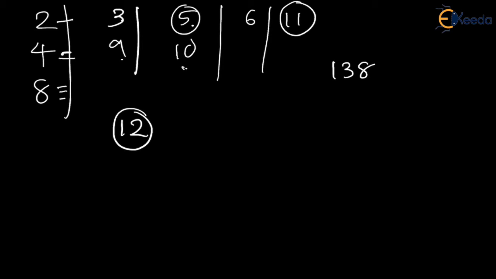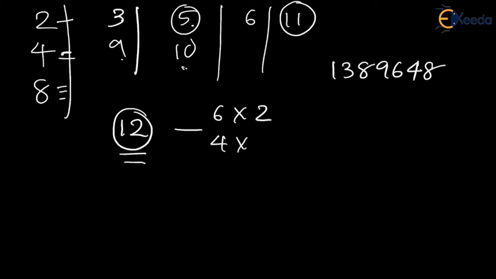So if I give you a number like this, is this number divisible by, let's say, 12? How do you come to know if it is divisible by 12? Whenever you have numbers beyond 11, you have to check their co-prime factors. What do you mean by co-prime factors? 12 is actually 6 times 2, or 4 times 3, or 1 times 12.